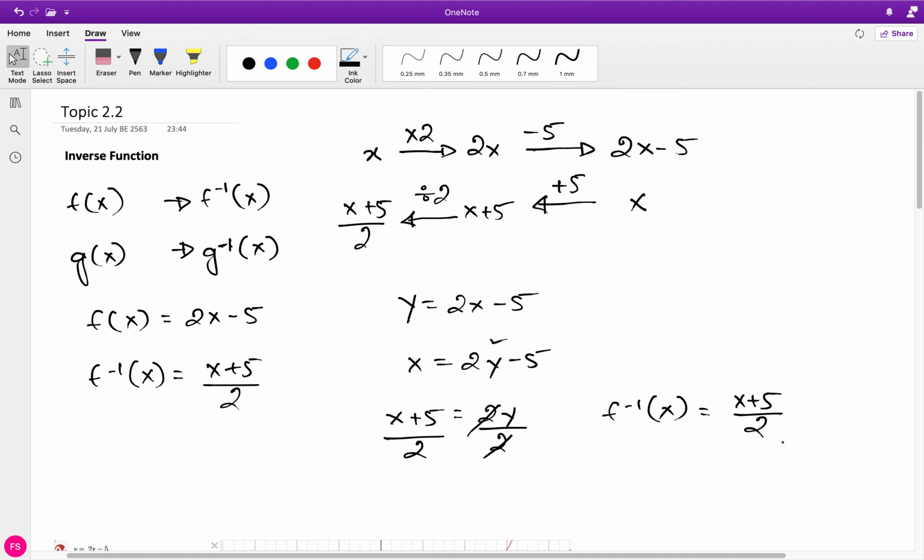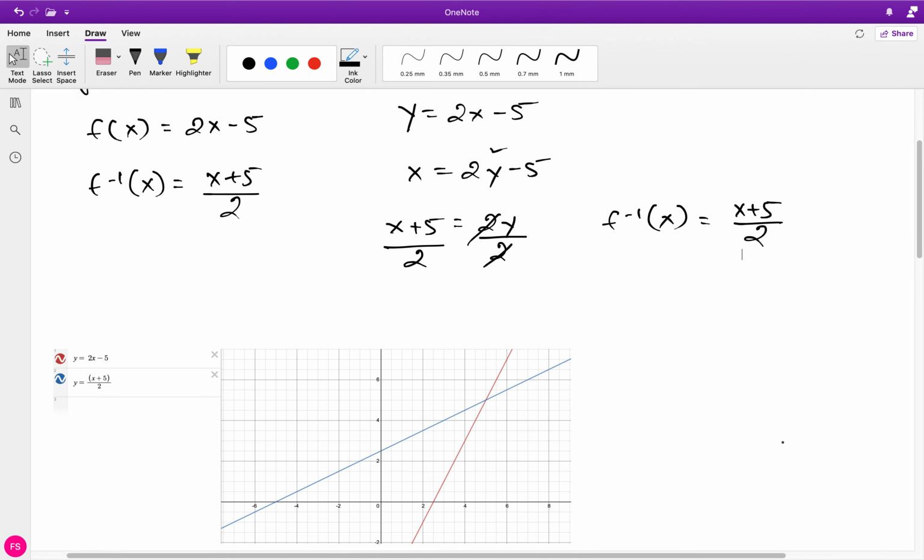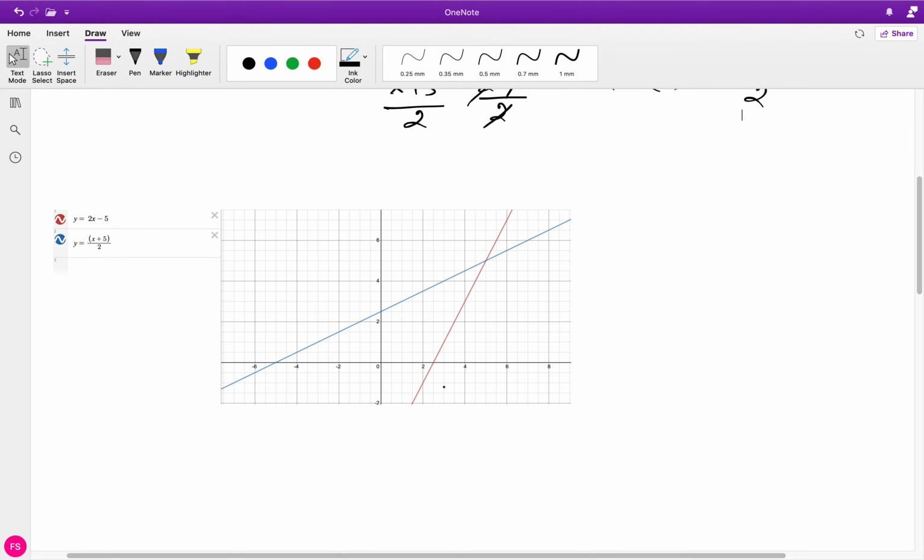Okay, so now let's look at the graphs of this function and its inverse. This is where I have the graph. The red line is for the original function, which is y equals 2x minus 5, and the blue one is for the inverse, which is y equals x plus 5 over 2. If you look at this graph, you can see that this is actually the reflection in this line of this line.